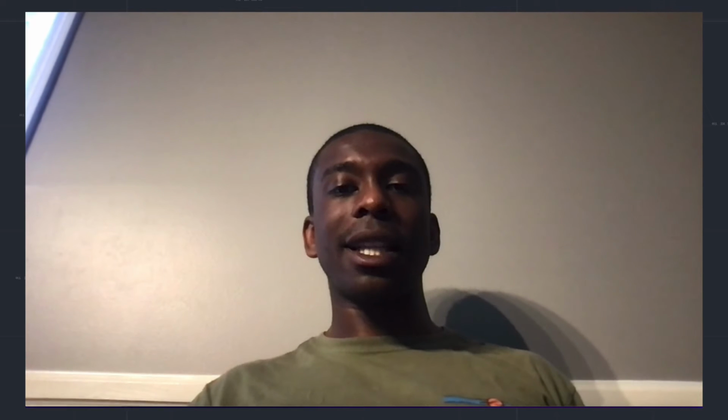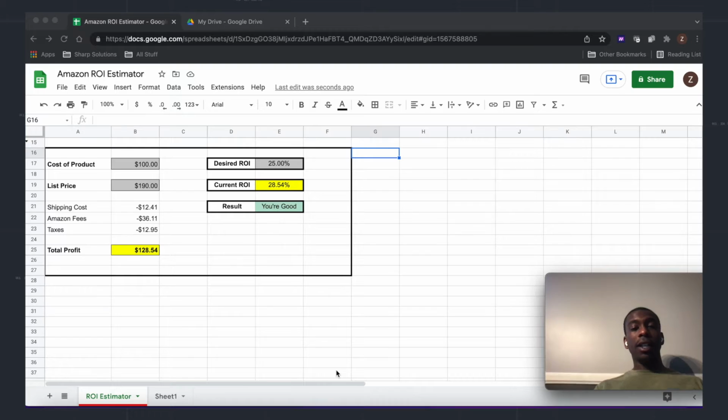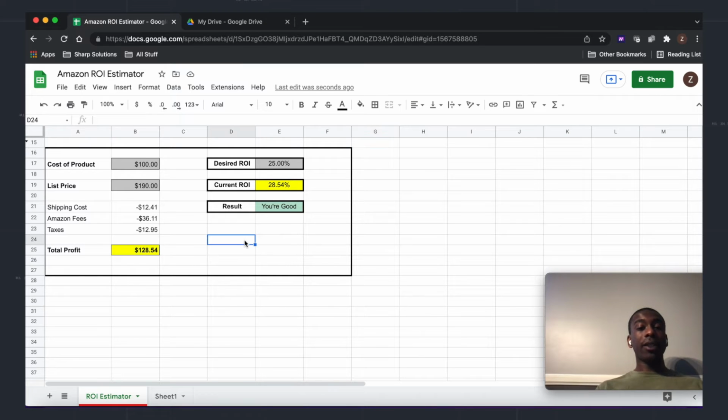With that being said, let's go ahead and get into building out this estimator. Now, looking at the ROI estimator here, this is the final product, and I want to walk you through it and call your attention to a few things. The first being these three gray boxes we've got here. These indicate places where the seller is actually going to input their own data. The first being what they paid for the product, what they're going to list the product at, and the desired return that they'd like to get on the product.